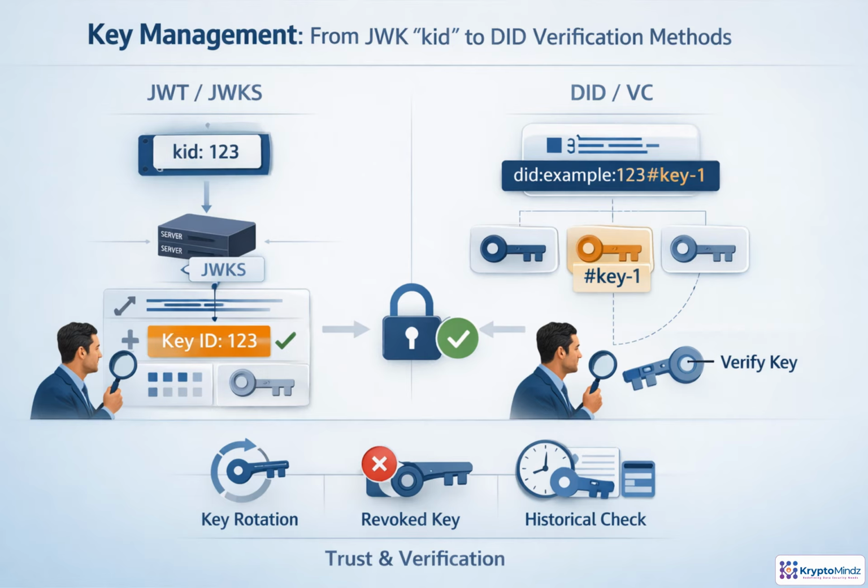Key management comes down to finding the public key and proving it was allowed to sign. In JWT, the KID header selects a key from a JWKS. In DID-based credentials, the proof may name a verification method, such as did:example:123#key-1, which resolves through the DID document. The verifier asks the same core questions. Does this key belong to the issuer? Is it active? And was it valid when the credential was issued?